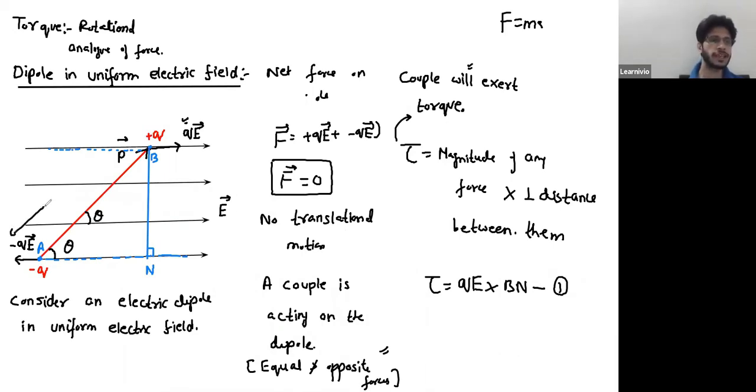Can I say that this line AB is the length of dipole? This is the length of dipole, no? The separation between negative charge and positive charge. The separation between minus Q and plus Q is the length of dipole. How do we represent length of dipole? We did this yesterday. Yes, 2A. We represent the length of dipole by 2A.